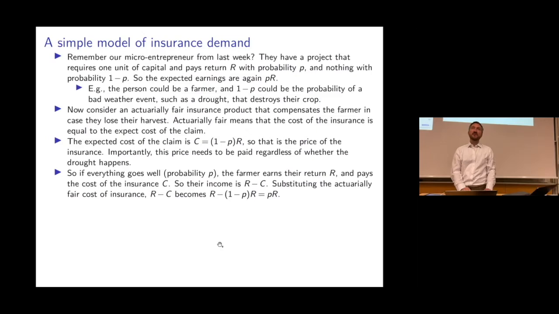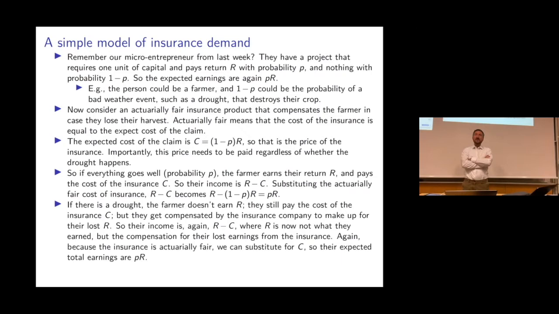What happens in the bad state of the world? If there's a drought, they don't earn their R. They still have to pay the C, still need to pay the insurance. But now they get compensated for the R that they lost from the insurance company. By how much? By exactly that R. The company just gives them back that R that they lost.